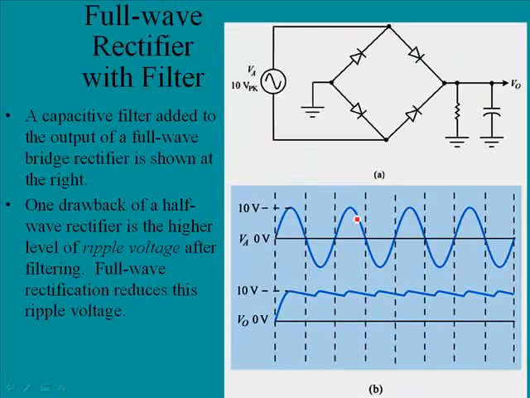Okay, full wave rectifier with a filter. A capacitive filter added to the output of a full wave rectifier is shown at the right. One drawback of a half wave rectifier is the higher level of ripple voltage after filtering. Full wave rectification reduces this voltage.